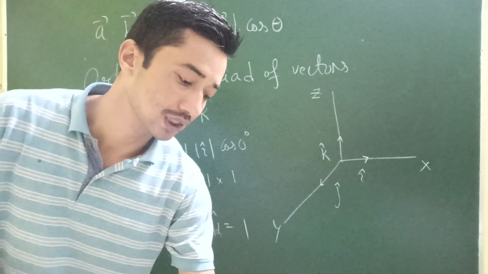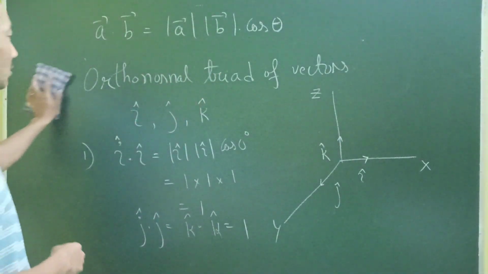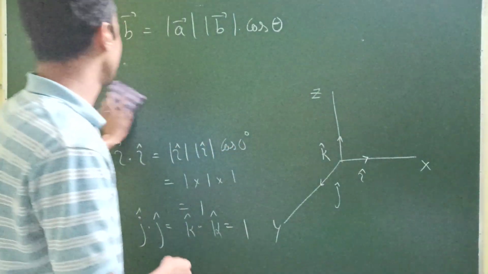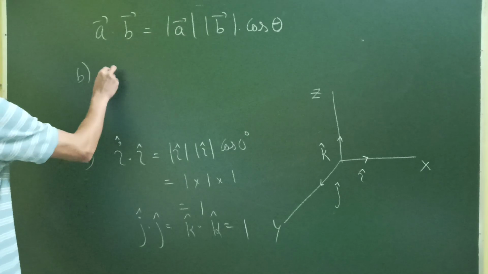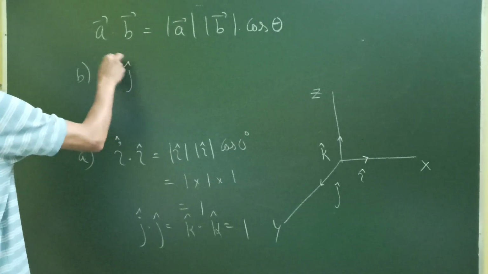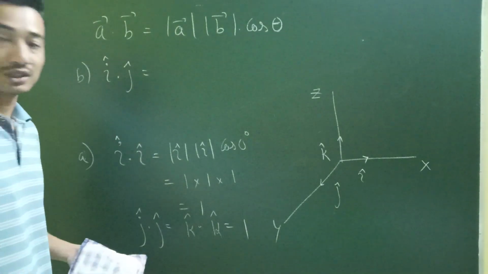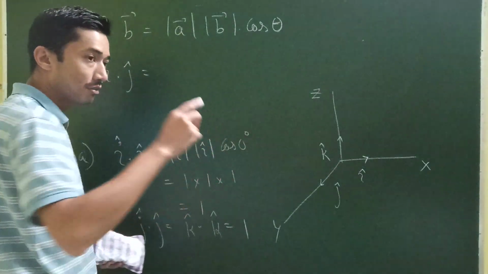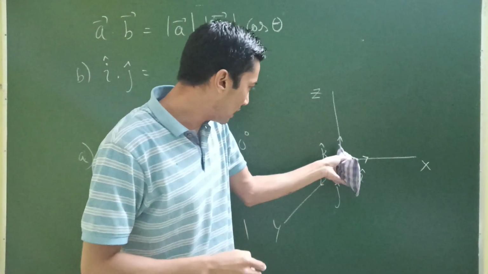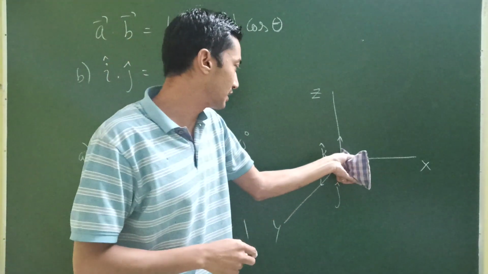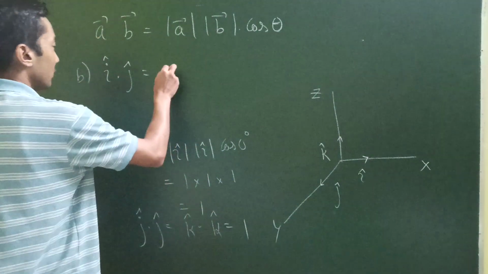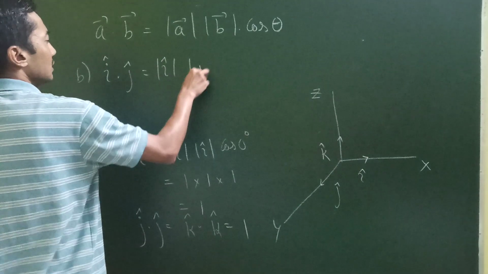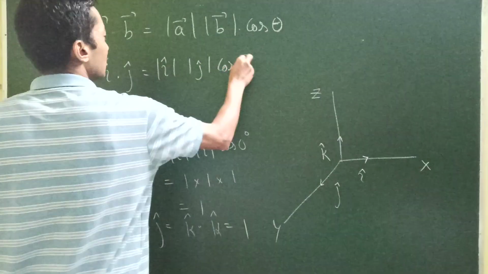What about orthogonal vectors? Let's say this is A. What about I dot j? We know that I and j are mutually perpendicular, something like this, with the y-axis pointing outwards. So I and j are perpendicular vectors, which means 90 degrees. Just now we studied that.